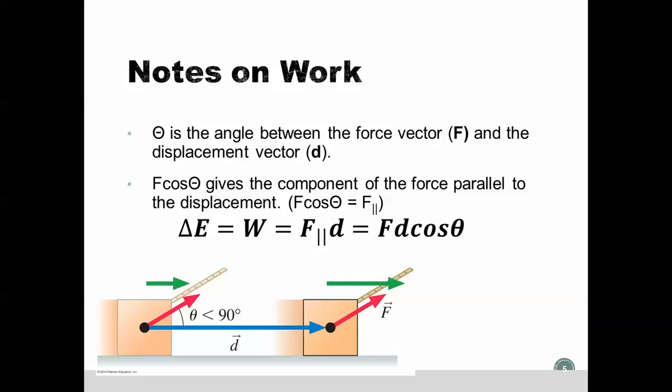The theta is the angle between the force vector and the displacement vector. So it's the angle between the string and the displacement vector. That's our theta. And F cosine theta will give us the component of the force parallel to the displacement. So we end up with this equation.